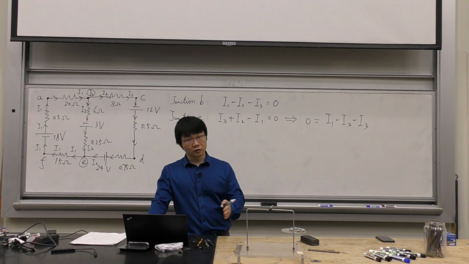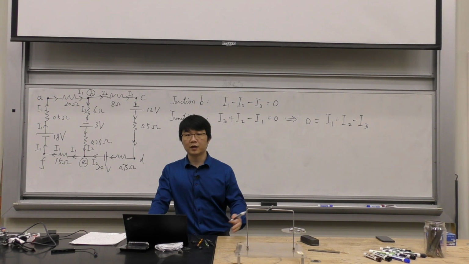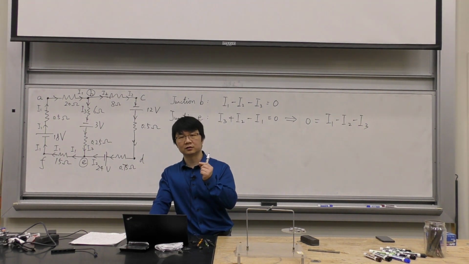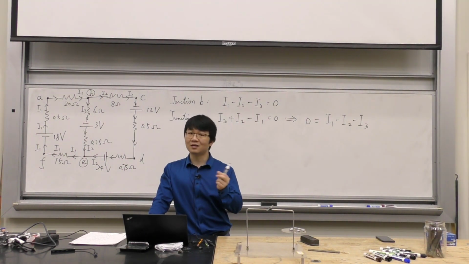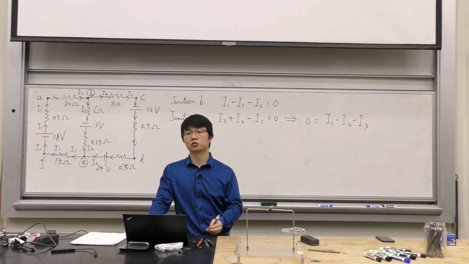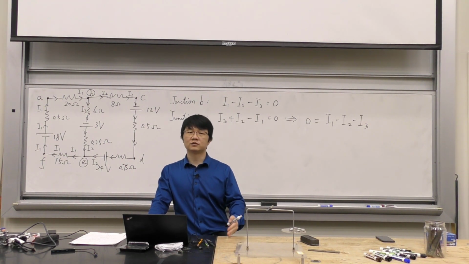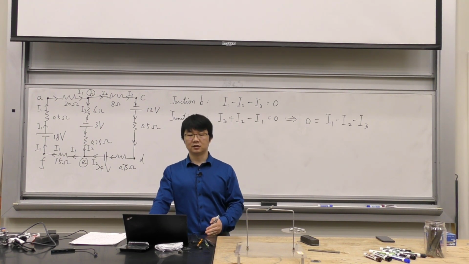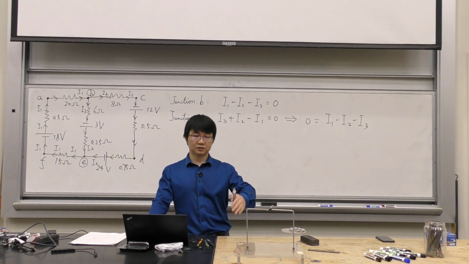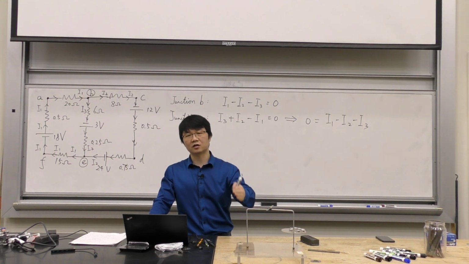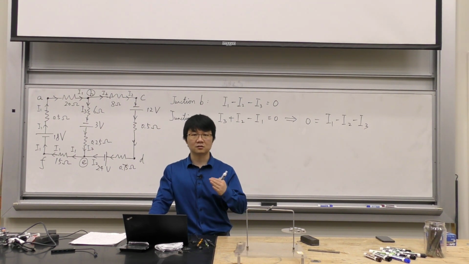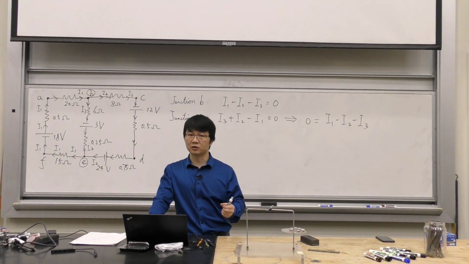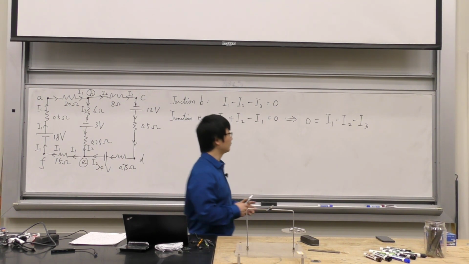If you want to use junction rule for a different junction, then the junction you have already used, you have to at least include one new current, okay? Otherwise, you're not going to get a new equation. You will get an equation which is going to be identical to one of the equations you already got, or it's going to be the sum or difference of the equations you got. So it's not going to be considered a new equation. It's not going to give you any new information. You're not going to be able to use that equation to solve all these unknowns, okay?